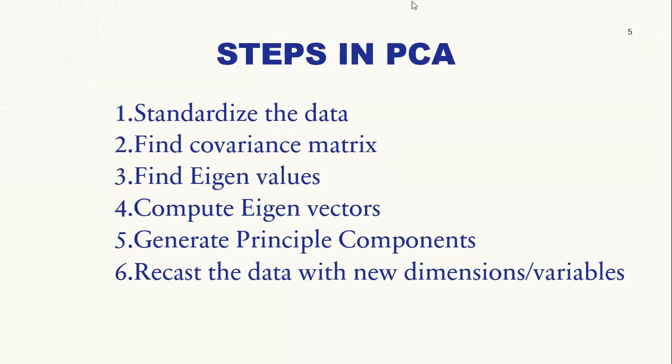First, you have to standardize the data. Then find the covariance matrix. Find eigenvalues, compute eigenvectors, generate the principal components, then recast the data with new dimensions or new variables. Recasting means I will replace my old variables with new variables. So old variables were 39, then new variables are either 8 or 9, something like that.